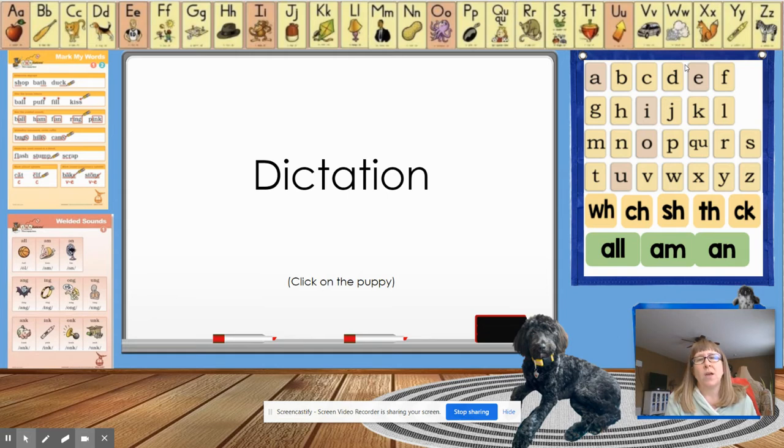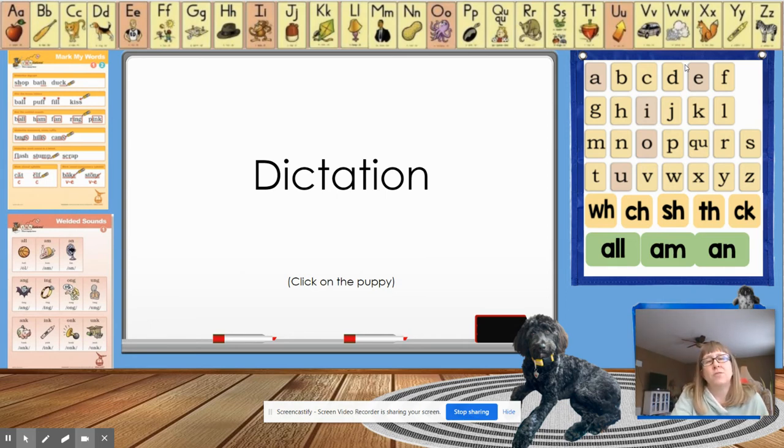Okay. This is not going to be a long dictation. It is three words and one sentence. The first word is the word than. I am shorter than my brother. Everybody say than. Than. Let's tap it. Than. Say the letter names and then write it. When you're done, give your teacher a thumbs up so we can check it.